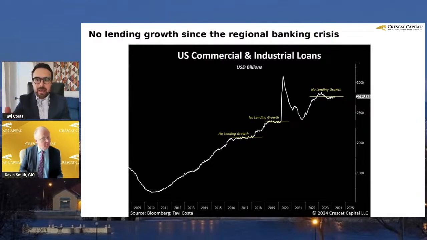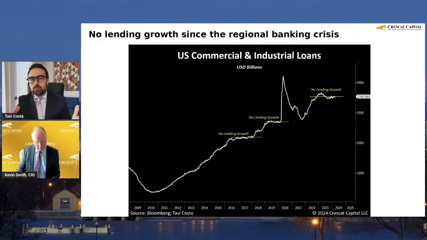As you can see here, back in 2017 or so, we went through that period as well, a very extended period of no lending growth that actually led to what happened in 2018, the Volmageddon, a very turbulent year for equity markets. The economy had a lot of issues too. You can see the same thing happen in 2019 before the COVID crash and the COVID recession that actually caused the banks, through the governments' stimulative packages and policies, to really spike this number up. Now, recently, since the regional banking crisis, we haven't seen much lending growth. And I think this is actually quite problematic for the overall economy.